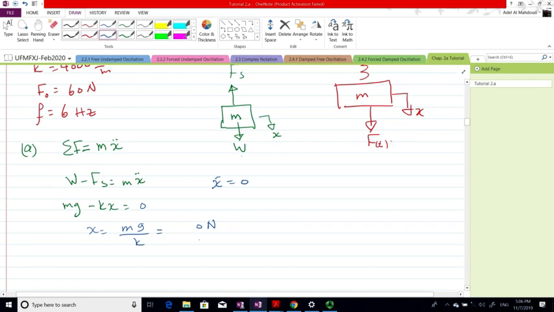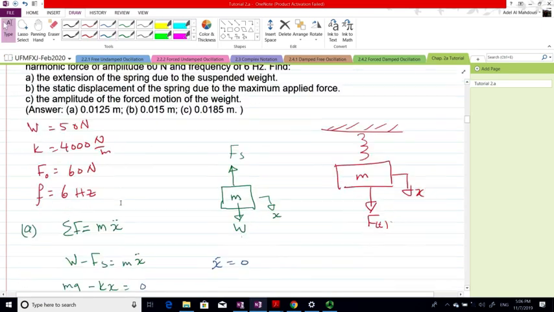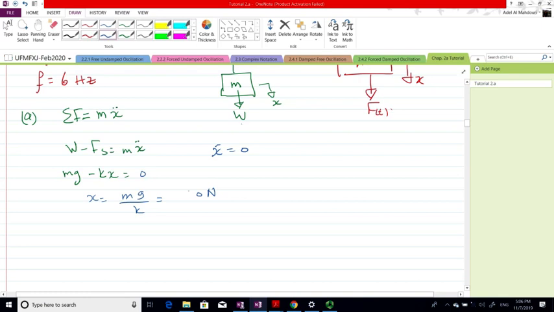So we don't know the mass. Is the mass given? There is no mass. They only give us the weight. Already, the force is given. So it will be 50 divided by 4,000 Newton per meter. N with N will be cancelled. Then it will be in meters. They give us the weight, they didn't give us the mass. So the weight is the force already. So 50 divided by 4,000, what will you get?